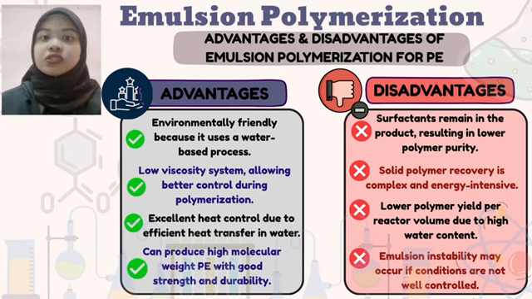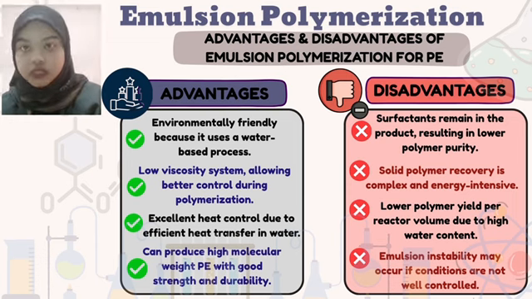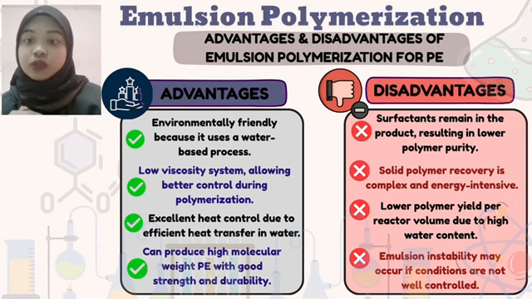Surfactant used in the process may remain in the final product, leading to lower polymer purity. The recovery of solid polymer is complex and energy intensive. Also, due to the high water content, the polymer reactive volume is lower. Lastly, emulsion instability may occur if the reaction conditions are not well controlled.